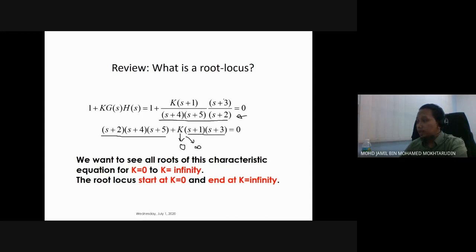And if you look at this transfer function above here, these 2 values actually indicate what is known as zeros, and these 3 at the bottom in the denominator are the poles. So what I'm trying to say is that when k equals 0, you will get the poles, and when k is at infinity, you will get the zeros.